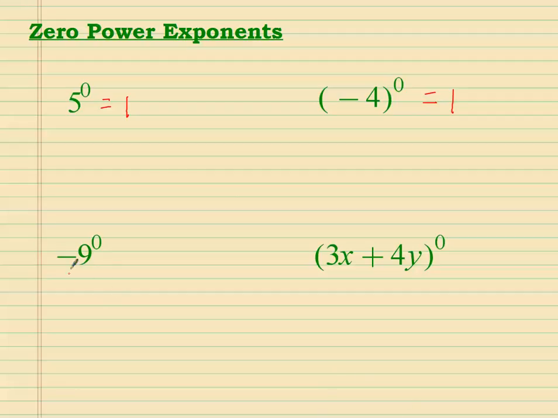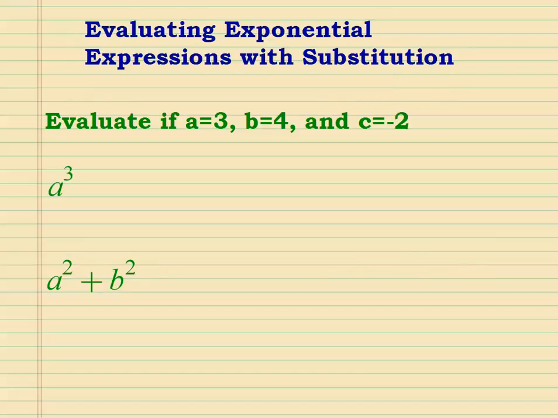Over here, this is the negative of 9 to the 0 power, so this is another one of those tricky ones, because what's being raised to the 0 power is just 9. So it's the negative of 9 to the 0 power. This one is actually equal to negative 1. And then here, if you have an entire sum, and all of it's being raised to the 0 power, we can just conclude that that is equal to 1 as well, unless we have some stuff on the outside. Okay? All right, so now we're going to go into evaluating exponential expressions with substitution.